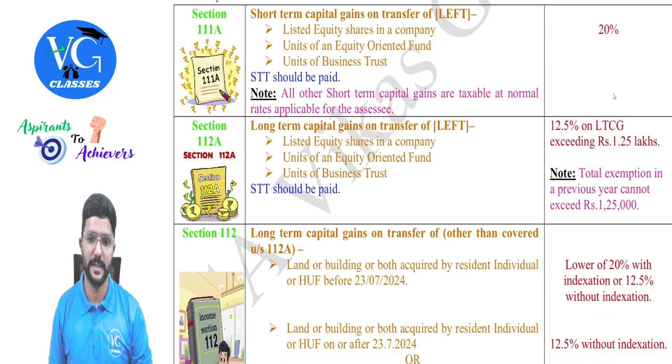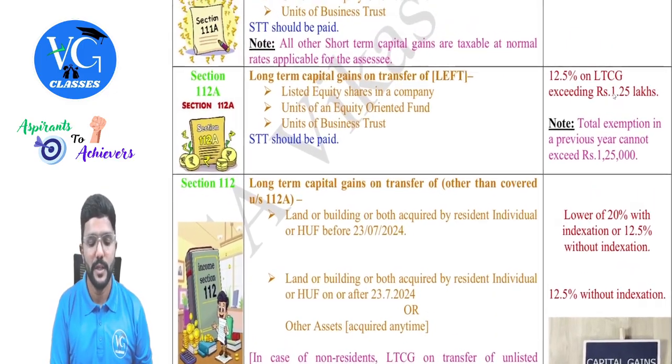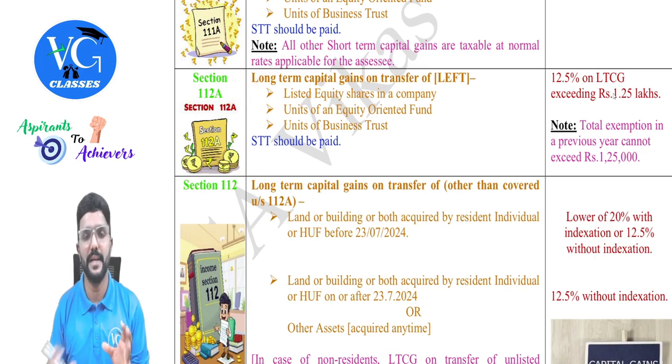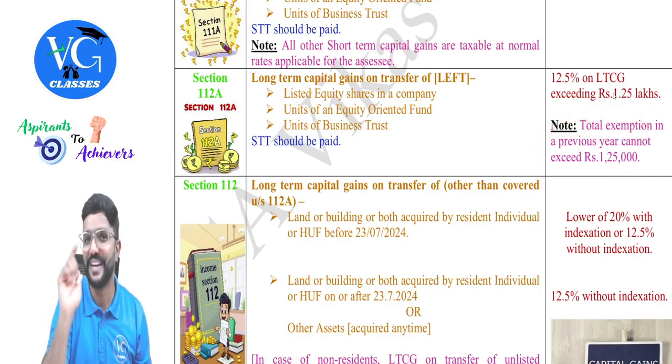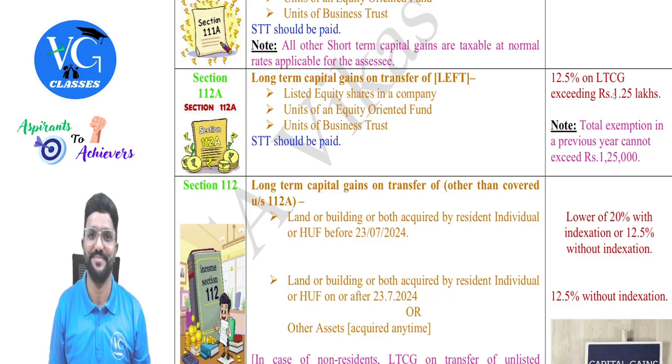Got it? Yes, sir. And sir, if the associate has earned long-term capital gain at different points of time during the previous year, for every sale, will he get a benefit of 1,25,000? No, no, no. Throughout the year, the total exemption available is 1,25,000, guys. And please be careful, this is only while calculating tax and not while calculating the income.